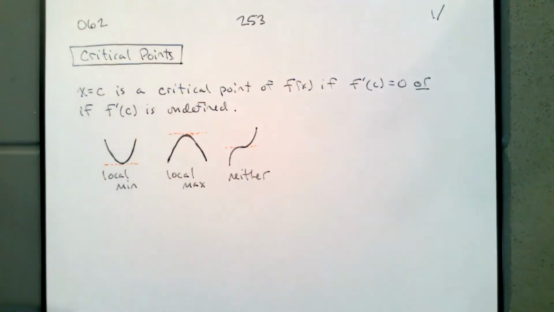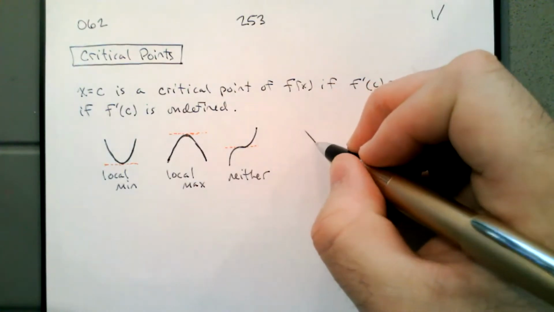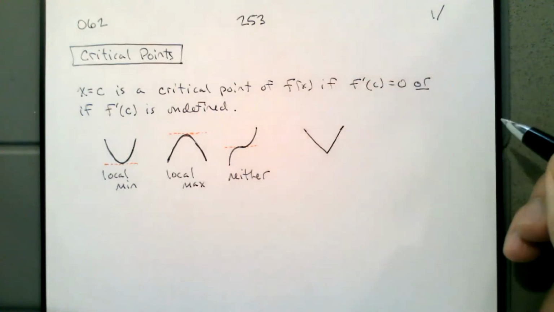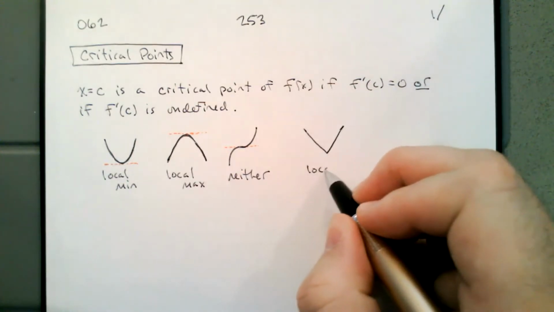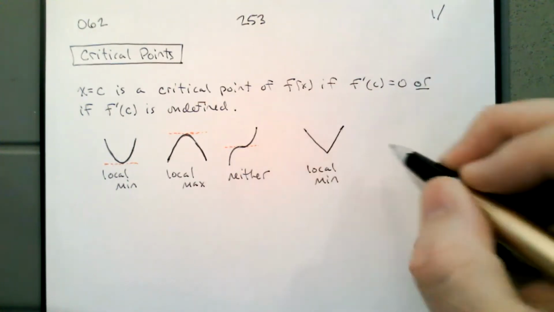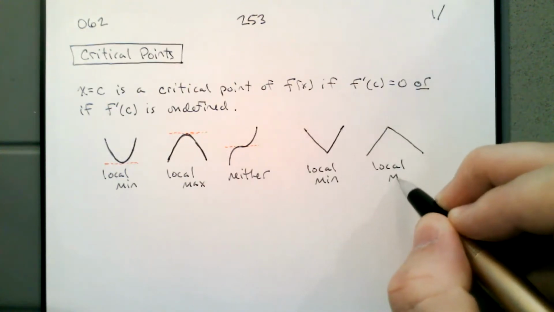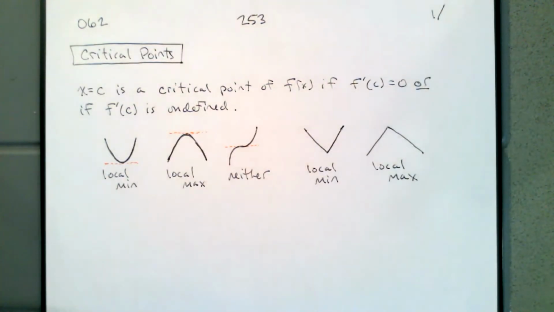But when we're looking for critical points, the point is that we're going to be looking for local maximums and local minimums. It could be that the derivative is just undefined. So for example, if we have an absolute value function, here we still have a local minimum. Or we could have an absolute value function going the other way and have a local maximum. But the derivative is undefined at these pointy parts of the function. We can't draw one tangent line, so f prime is undefined.